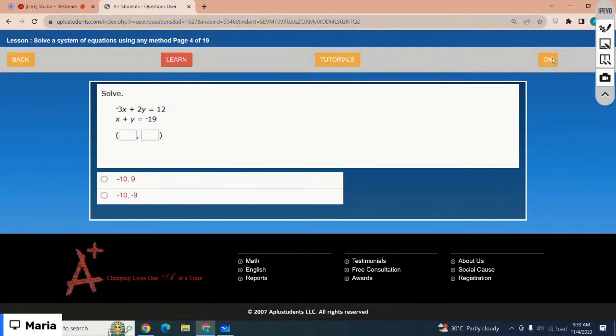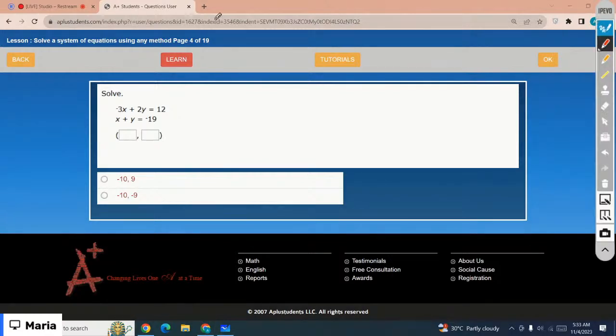Okay, negative 3x plus 2y equals 12 and x plus y equals negative 19. For this one, I'm going to use the elimination method, right? But for the elimination method, we need to make the coefficients the same. Either we can make the coefficient of x the same or y the same, right? So here you have 2y. I'm going to multiply the second equation by 2 to make the coefficients of y the same, right?